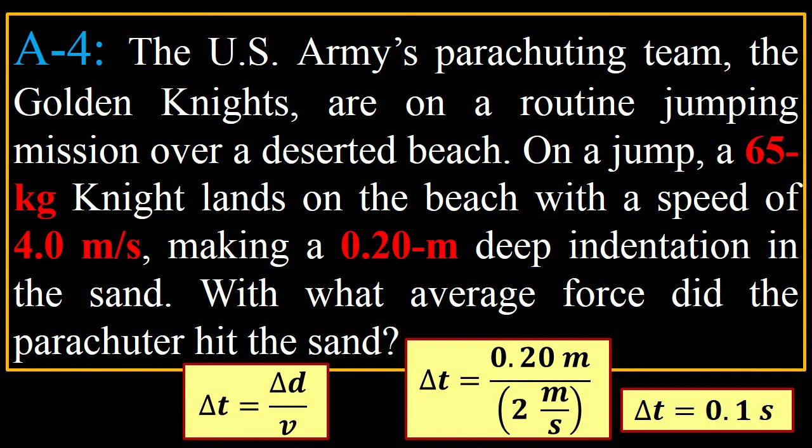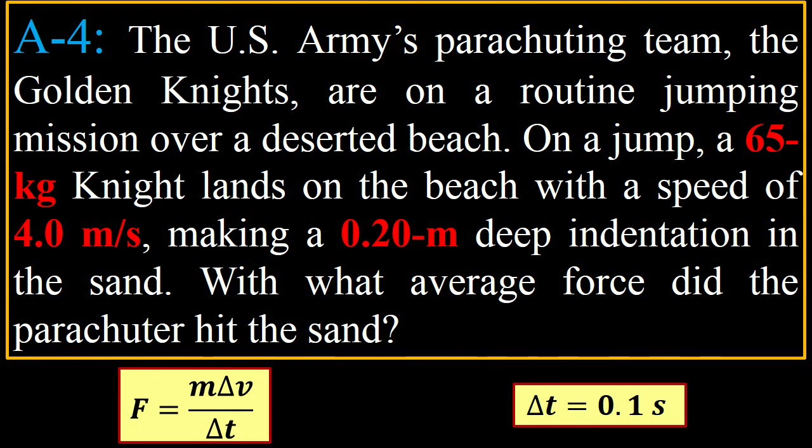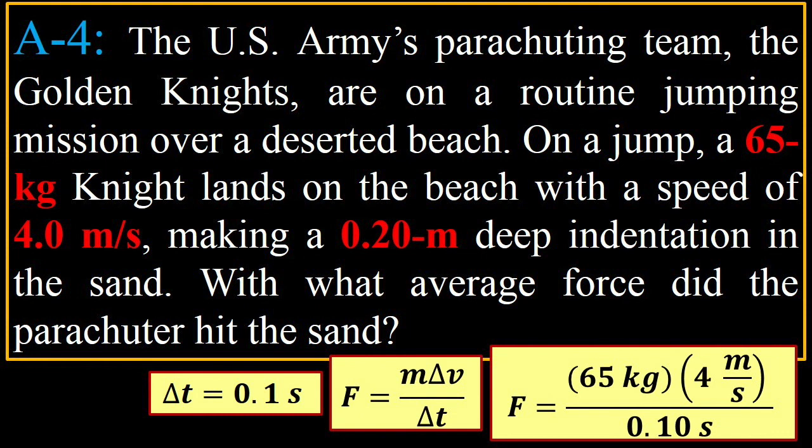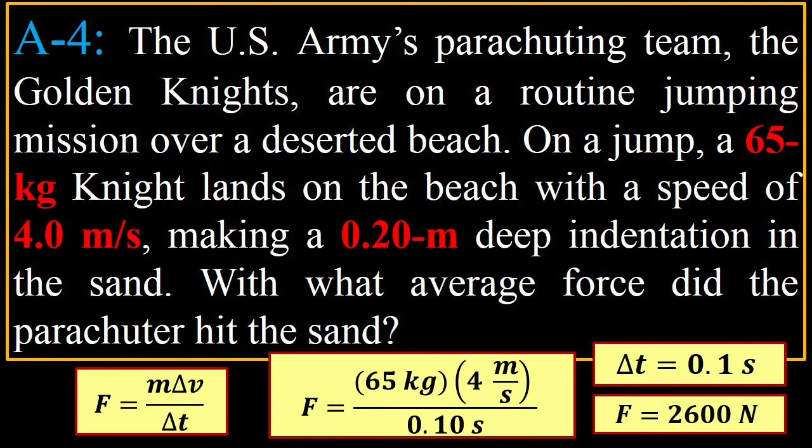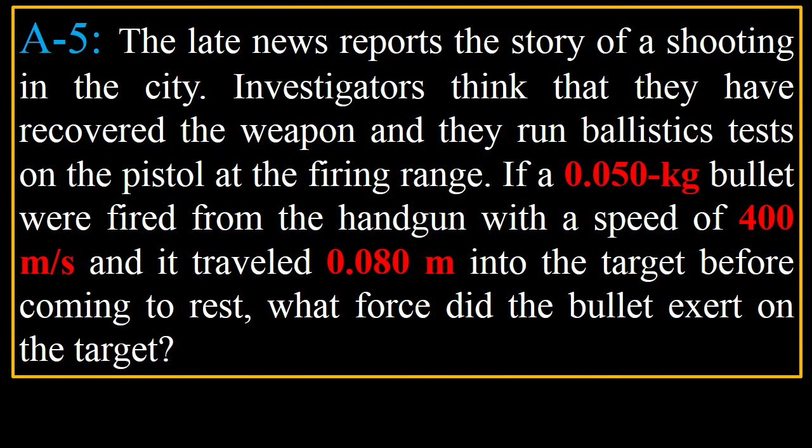of the impact. So it'll be 65 times 4, 65 times 4 divided by 0.1. Let's see what happens. Let's see if you can calculate that before I do. That's 2,600 newtons. So me, who's 1,000 newtons, would be hitting the beach at 2G, which is significant.